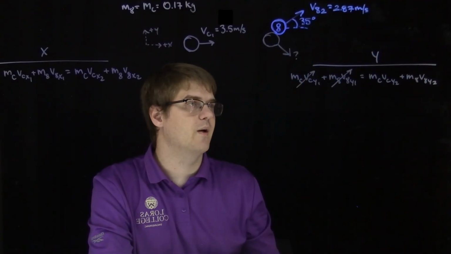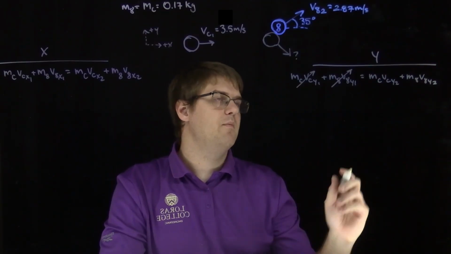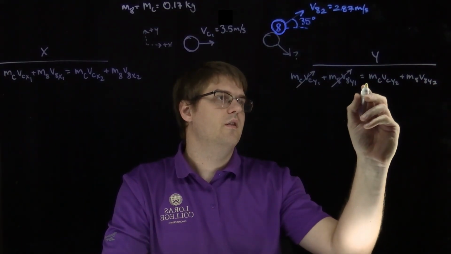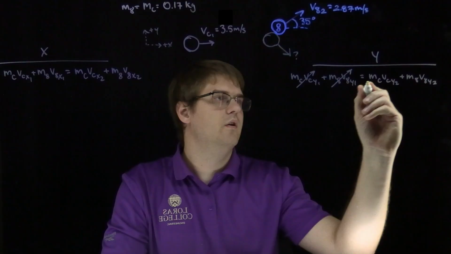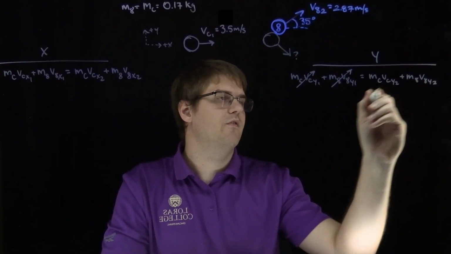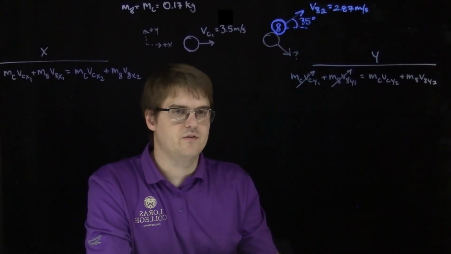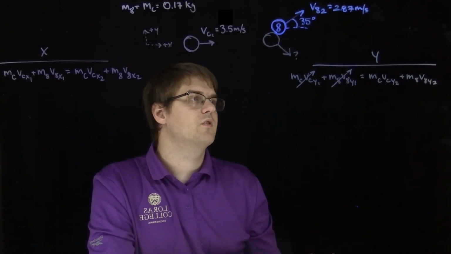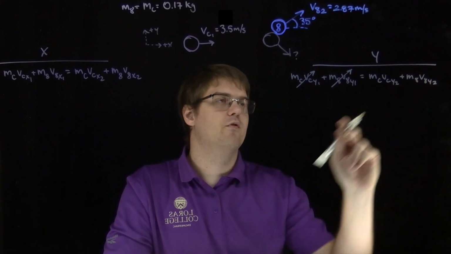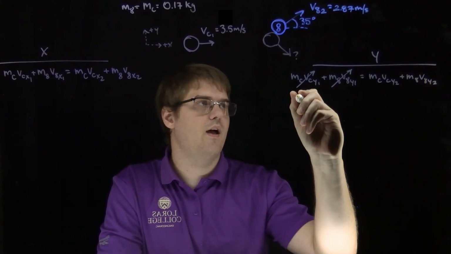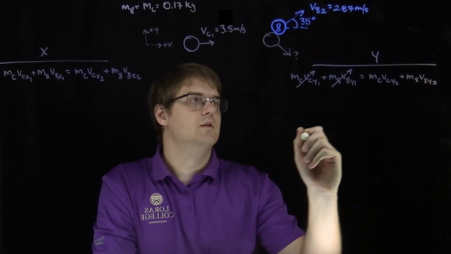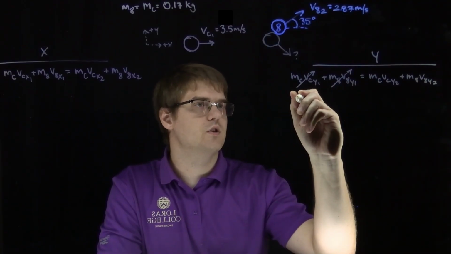So both of those guys come out, and that means that the mass of our cue ball times the velocity of our cue ball in the y is going to be the opposite of the mass of the 8-ball times the velocity of the 8-ball in the y. So I'm just going to start writing those out before I do anything else.